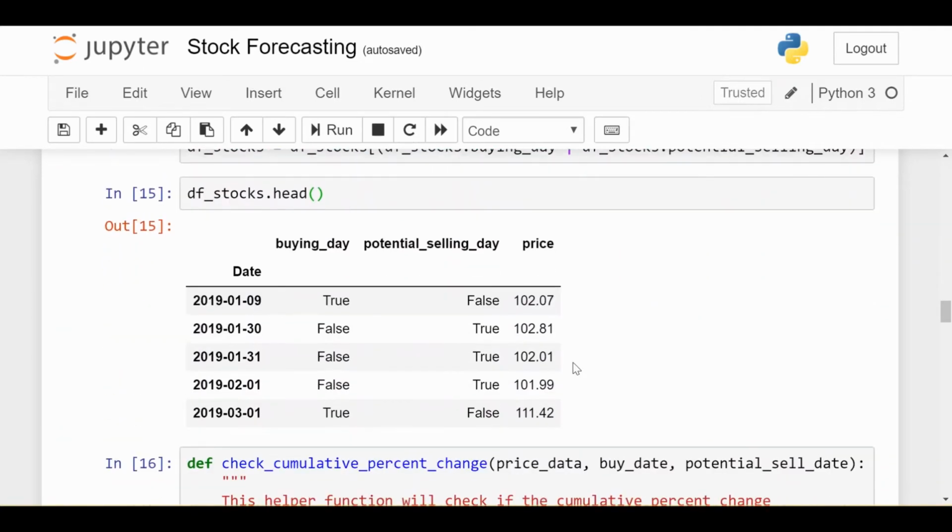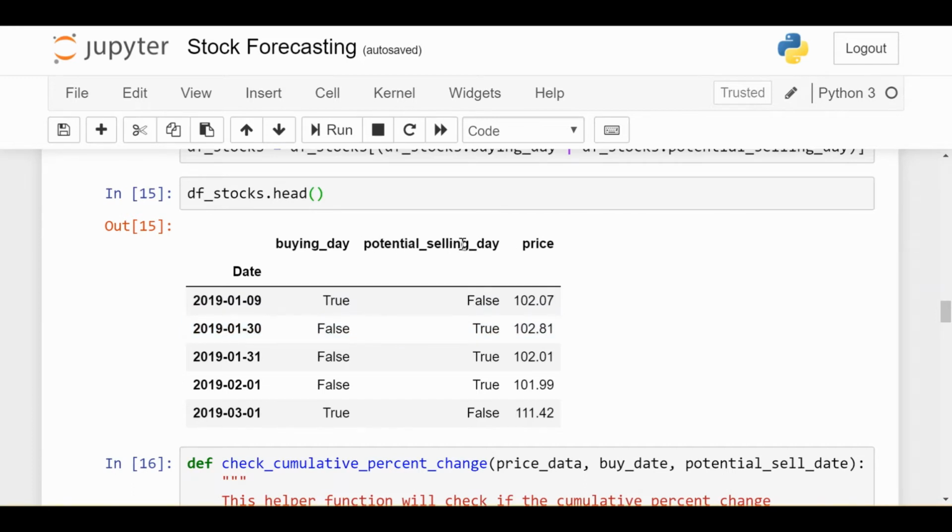So I've created a new data frame with the results of that function, and we see that the only rows that I've kept are potential buying or selling days. So just a little bit of notation. I call this column buying day because it's a day that we should buy if we're not currently holding any shares. So we see that January 9th, 2019 is a buying day. And then we see that January 30th, 2019, for example, is a potential selling day.